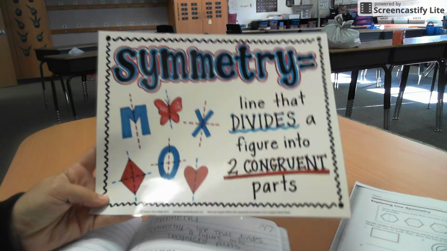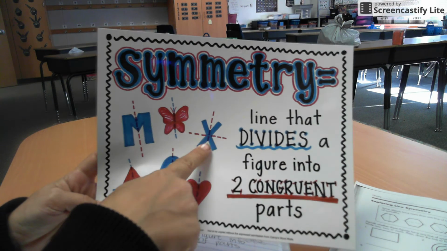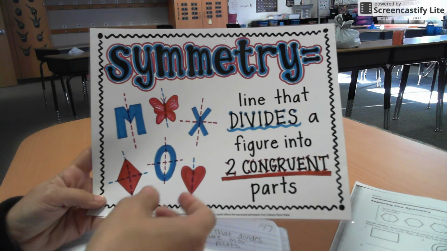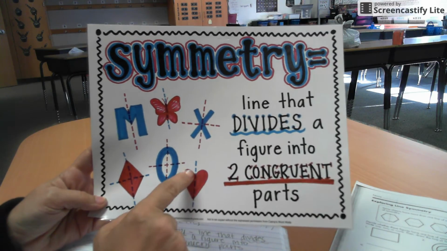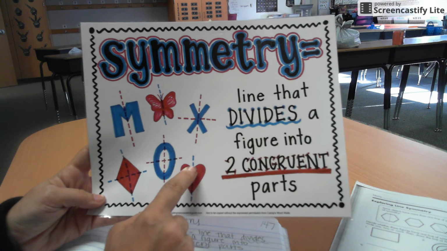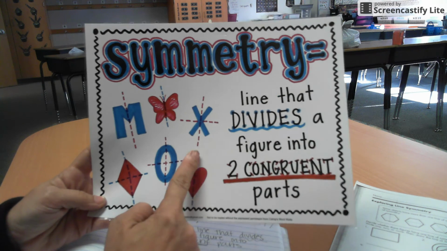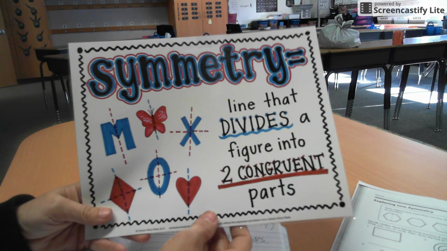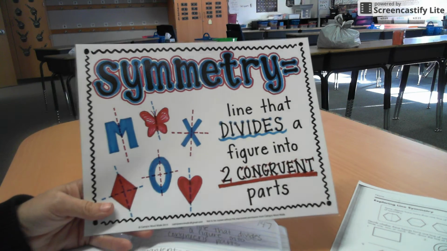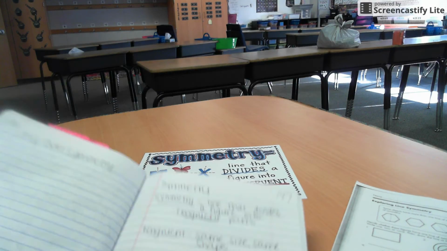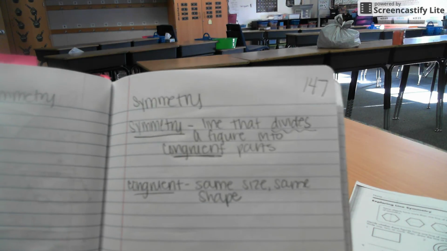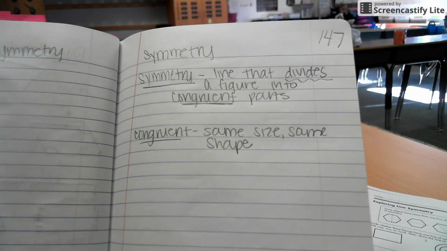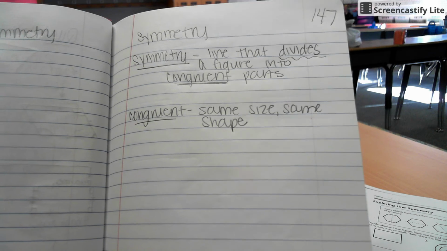All right, so symmetry is a line that divides a figure into congruent parts. And remember, congruent means same size, same shape. So I have the same size heart as this side if I use this line of symmetry. So if I fold it in half, it will overlap and lay on each other exactly or perfectly. So symmetry is the line that divides a figure into congruent parts, and congruent means same size, same shape. We talked about that one already.